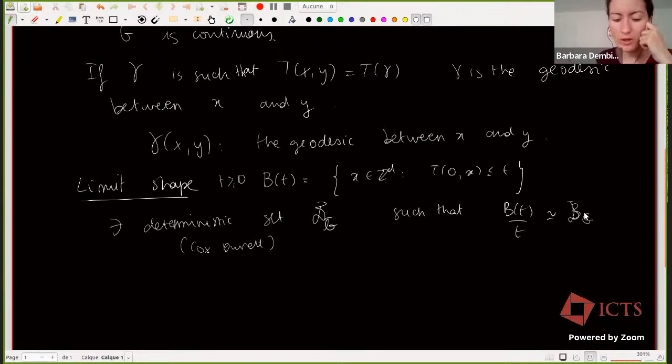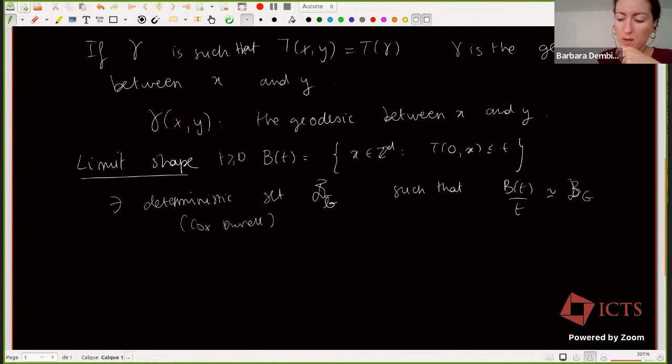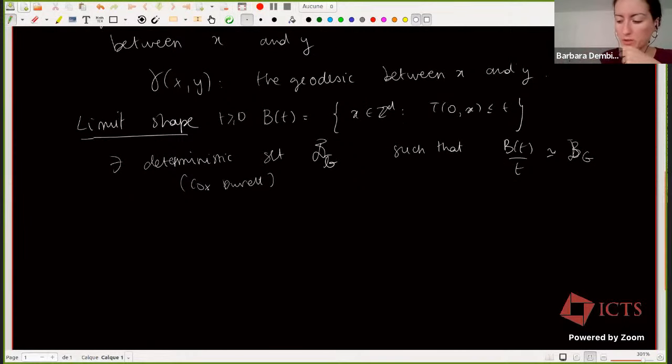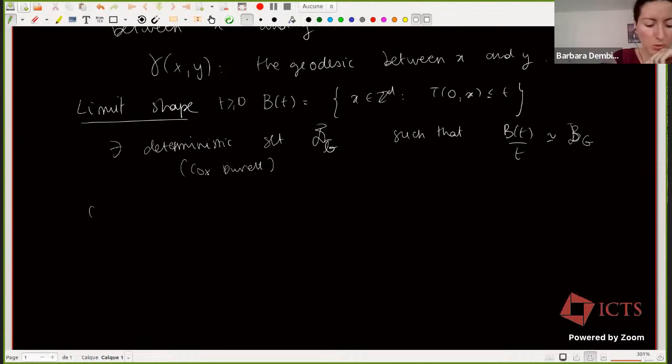And in the assumptions of our result, we will really use things about this limit shape, because if you know things about the limit shape, you can deduce information about the geometry of the geodesics. So we will have an assumption on this limit shape that will induce some properties on the geometry of the geodesics. So now what are we interested in? We are interested in the coalescence of geodesics.